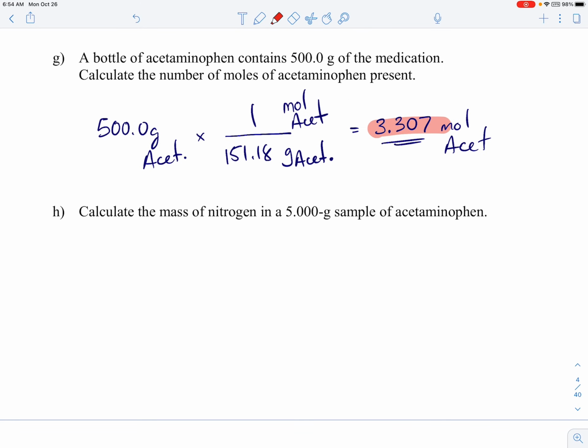And the last question on the worksheet, if you had 5.000 grams of acetaminophen, what mass or how many grams of nitrogen are in that sample?